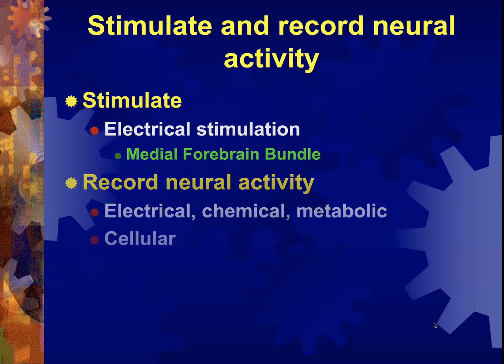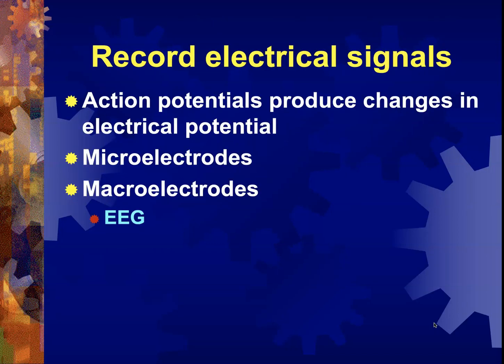So one way to do this is to look at the electrical signal, because action potentials, which we'll start talking about in the next series of lectures, are an electrochemical process. So an action potential, that's how information travels down a neuron. It's a change in voltage. You go from negatively charged to positively charged for a millisecond. And you can use microelectrodes or macroelectrodes to look at what's going on.